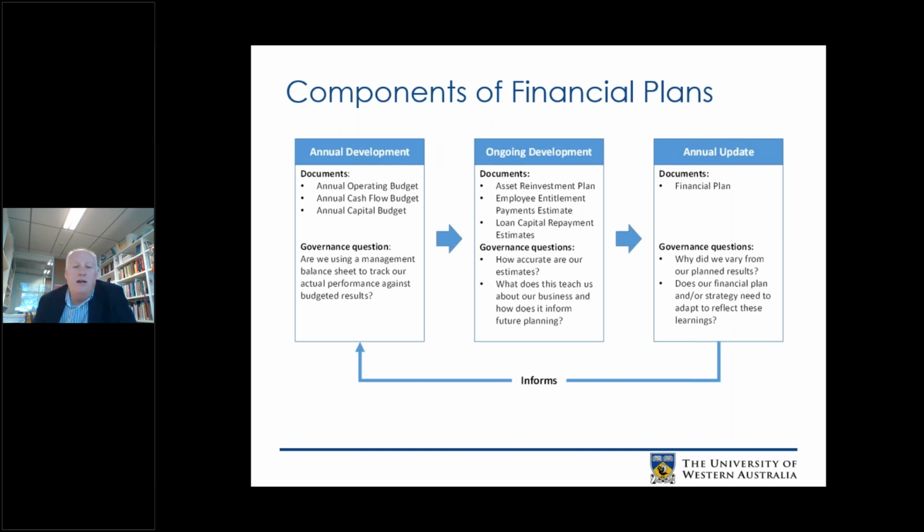How do the components of financial plans work from a time perspective over the short, medium and long term? As you can see there, the annual development of an operating budget, cash flow budget and capital budget is absolutely critical. It then informs the asset reinvestment plan, the employee entitlement estimate, also loan capital repayments over the medium term, and then ultimately informs the financial plan over the longer term, which helps you to maintain your sustainability in those 3 temporal periods. There are questions there that help you to ask the right question in relation to governance over these elements, and I'll leave those to you to look into.